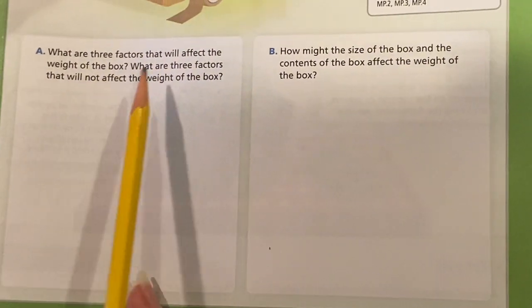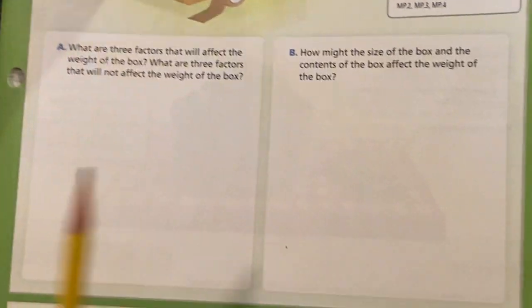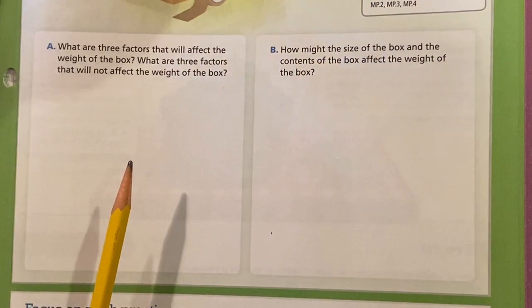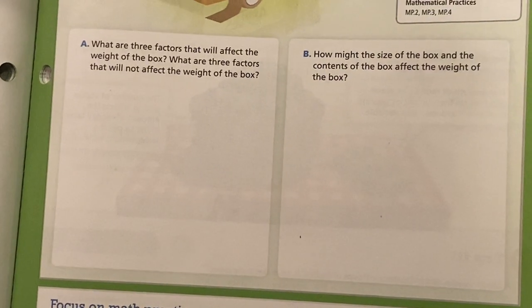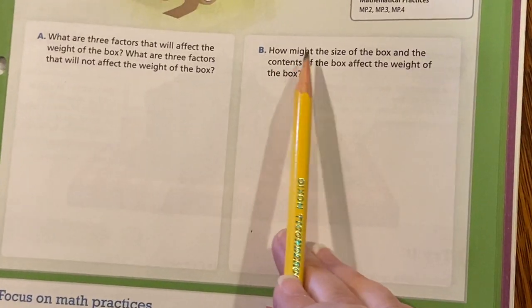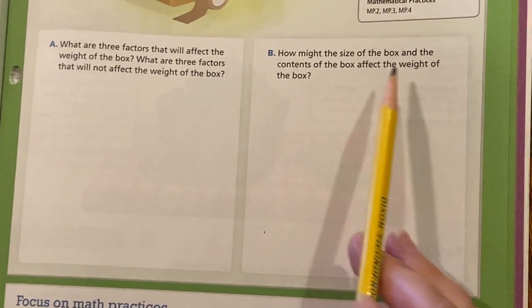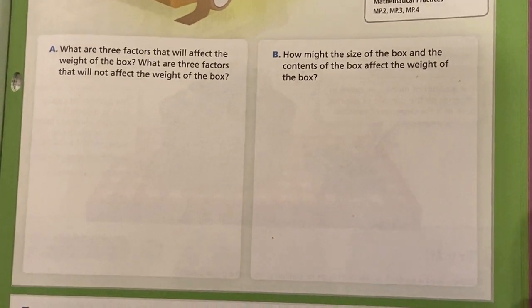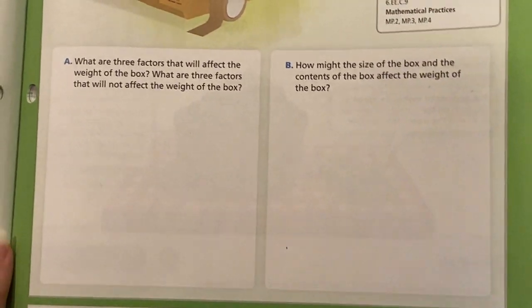For this one, we're thinking about what are some factors that will affect the weight of the box. Here's Max's present for his grandma. What could be going on with this box that would contribute to the weight of it? Think of at least 3 things and list them here. And then over here, how might the size of the box and the contents of the box affect the weight of the box? Just think about that for a minute and write your answers. Okay, pause and come back when you're done.